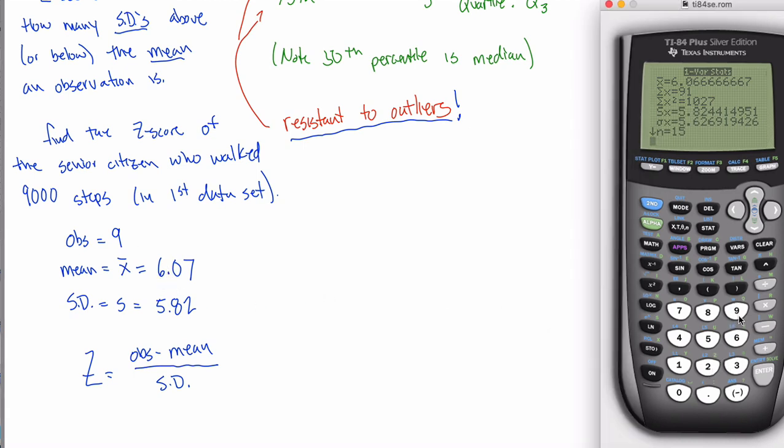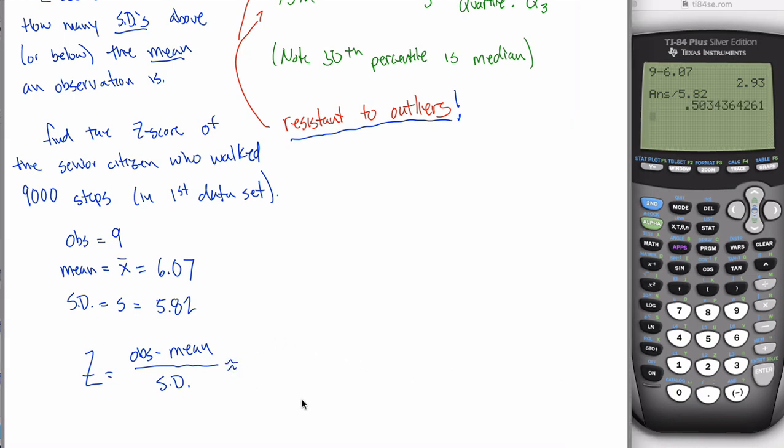My observation, 9, minus 6.07. And then I'll hit enter here because I want to make sure that I divide this entire thing by the standard deviation. Then I'll hit divide and it'll take the most recent answer and divide that by 5.82, my standard deviation. I hit enter, it gives me the z-score. Maybe I'd ask you to round that to 1 decimal place, and so you say 0.5.